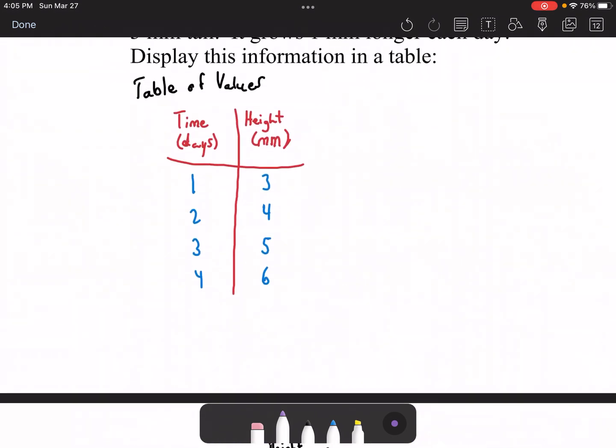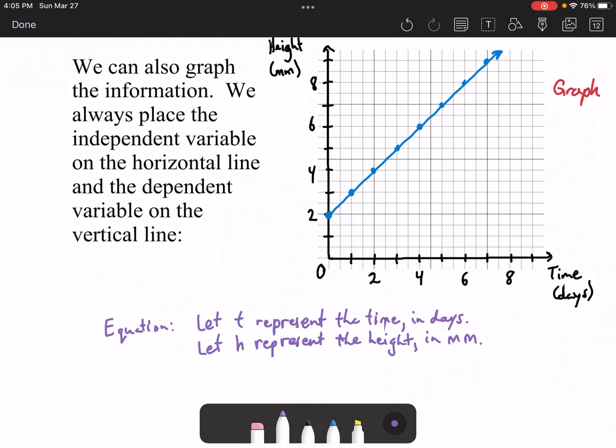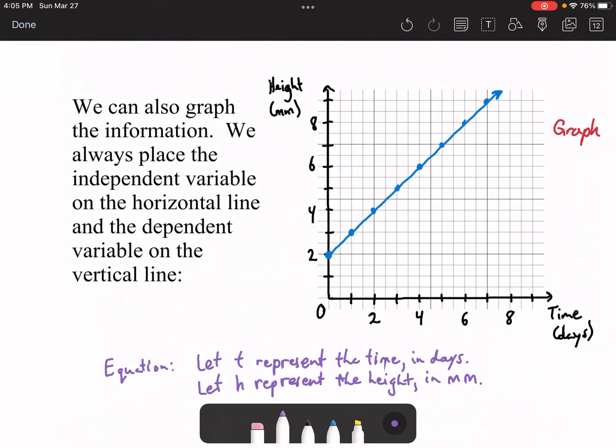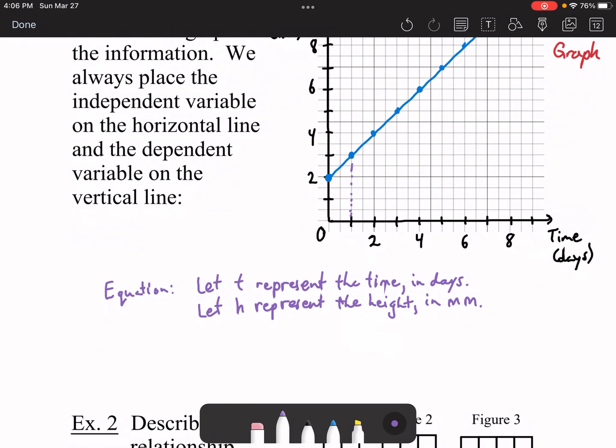Well, if you look right here in the table of values, you can notice the height is whatever the time is plus 2 in each of these cases. You might also notice it right here. Whatever the time is, the height is 2 more than that. So there's your equation. H equals time plus 2.